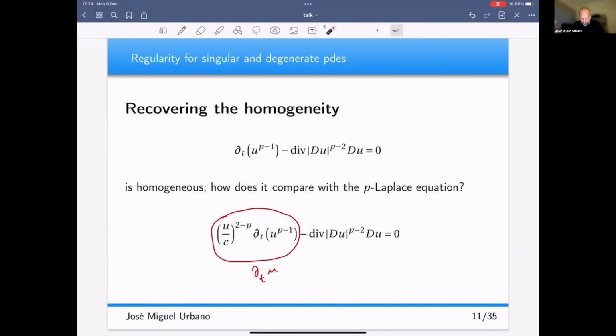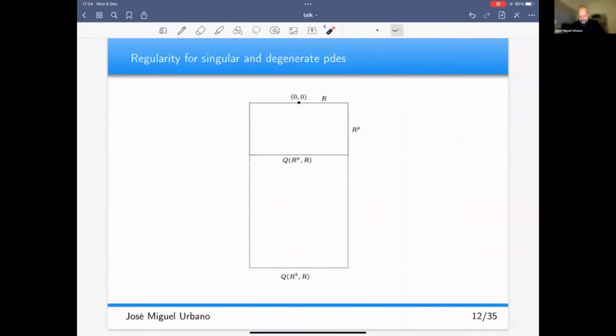And now, how do we compare this with this? So of course, the principal part is the same. And here we have the time derivative of u to the p minus 1, but we have a factor. And this is what we want to get rid of. So if we could get rid of this factor, we would have Schrödinger's equation, everything would be homogeneous and we would be fine. But of course, we cannot just discard this factor, right? So what is the idea? The idea is the following.